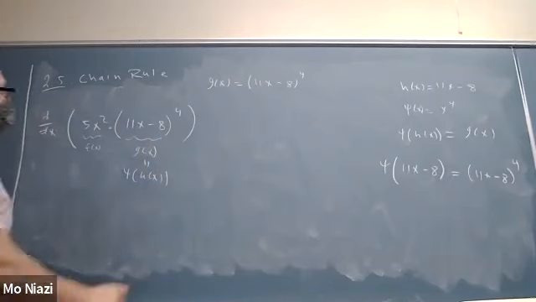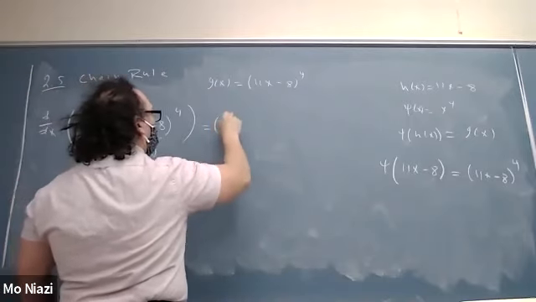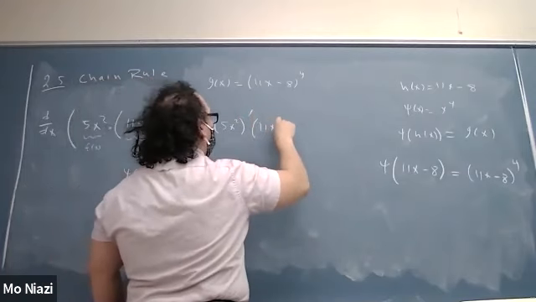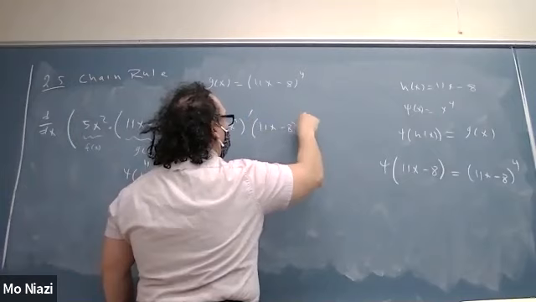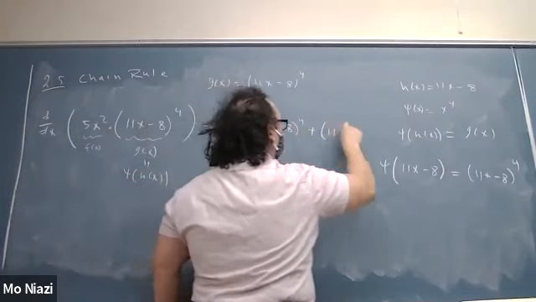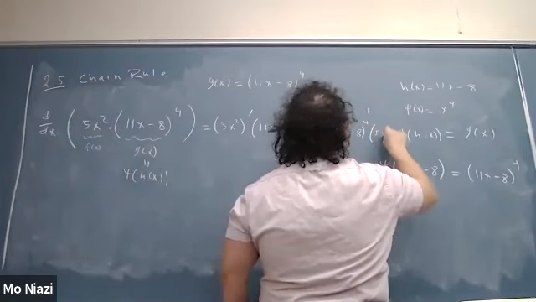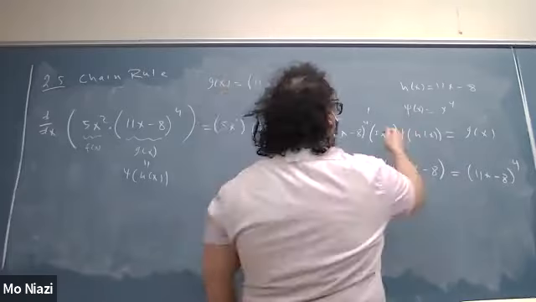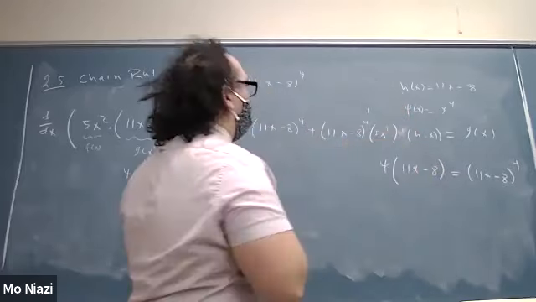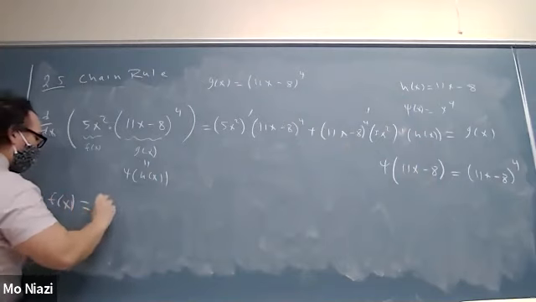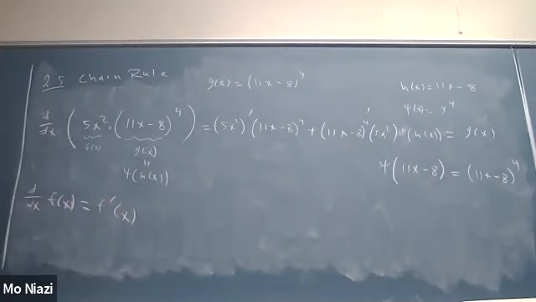So first we do the product rule. So we're going to say (5x squared) prime times (11x minus 8) raised to the 4th, plus (11x minus 8) raised to the 4th prime times 5x squared. I put that prime there as if it's like a d/dx. So d/dx of f of x can be shorthand f prime of x. So we don't have to keep writing d/dx. We could just write f prime of x.